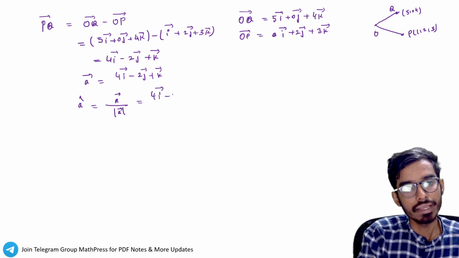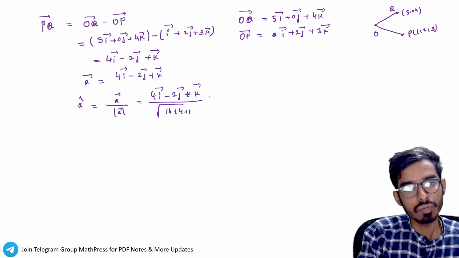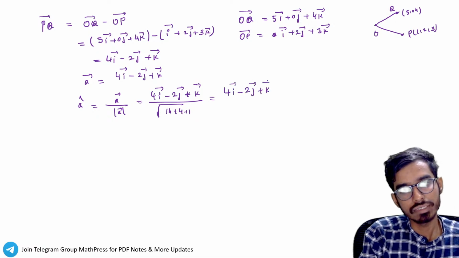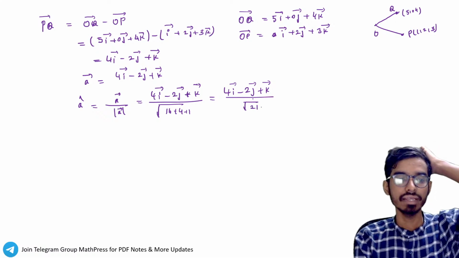So 4i minus 2j plus k divided by root of 16 plus 4 plus 1. So 4i minus 2j plus k divided by root 21, right? This is our A cap now.